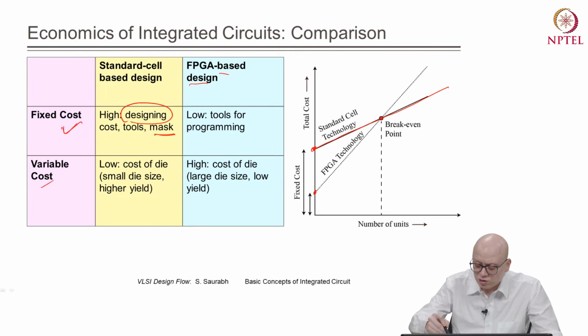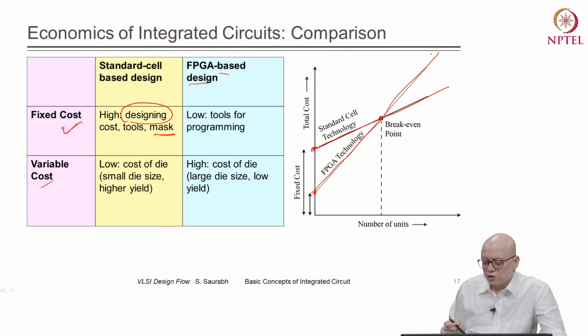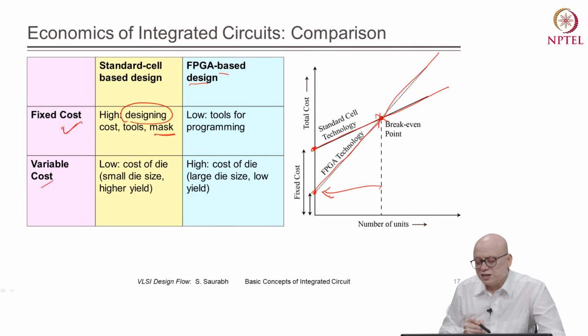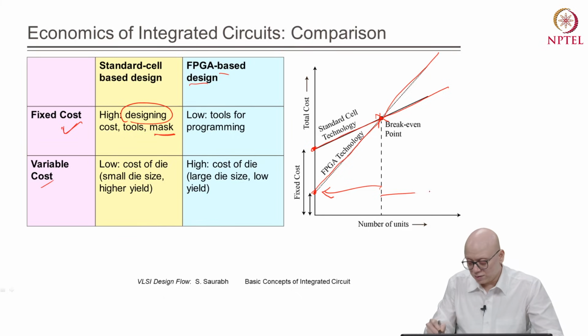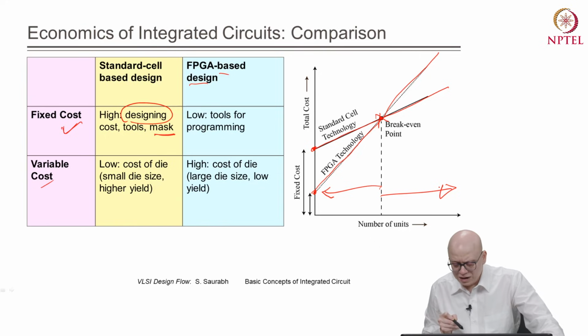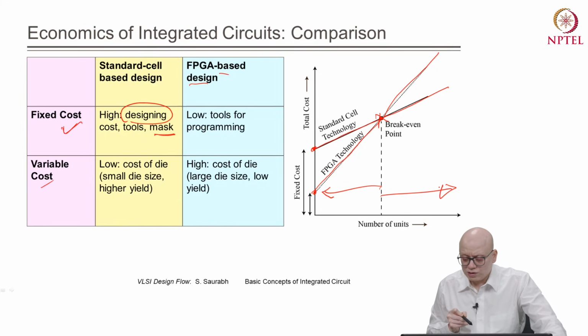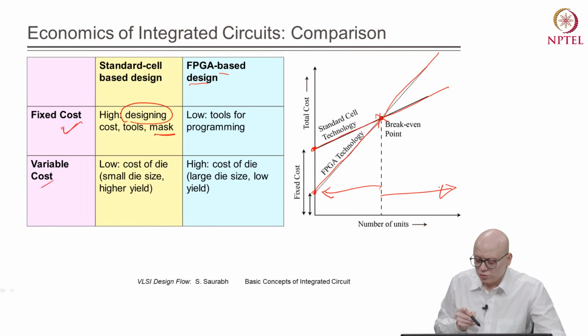For FPGA technology, the fixed cost will be lower, but it will rise at a steeper rate with the number of units compared to standard cell-based technology, and therefore there will be a break-even point. Below this break-even point, in this region, the FPGA technology will have less cost for a given volume, and in the right region, the total cost for a given number of units will be lower for standard cell-based technology.